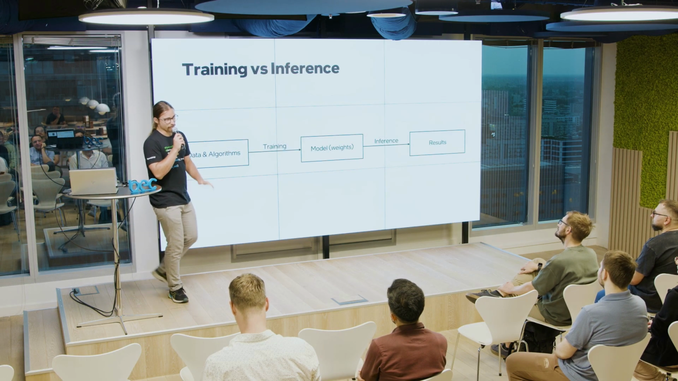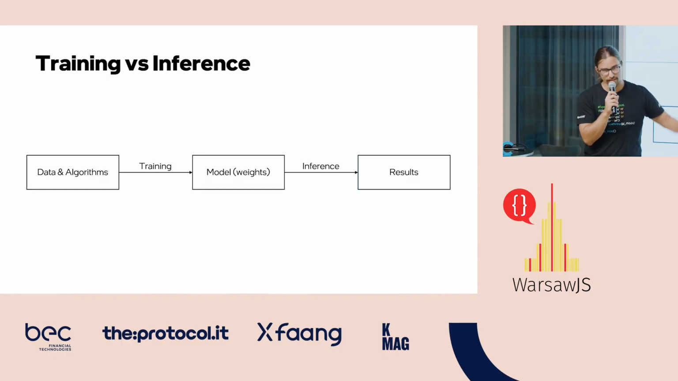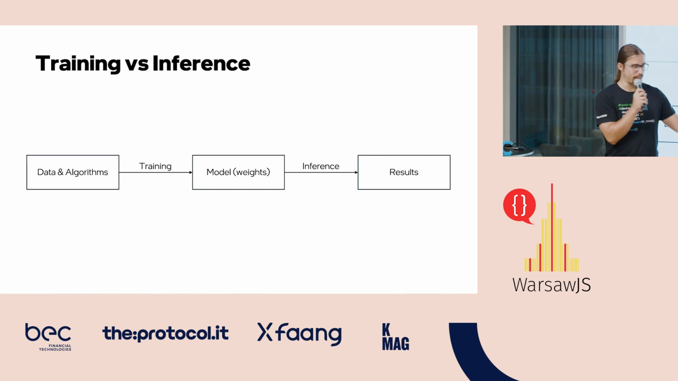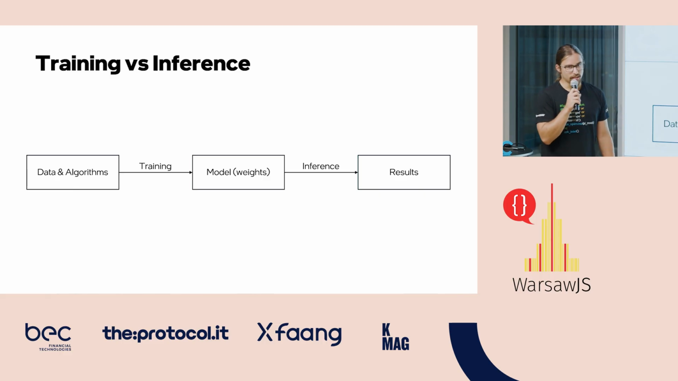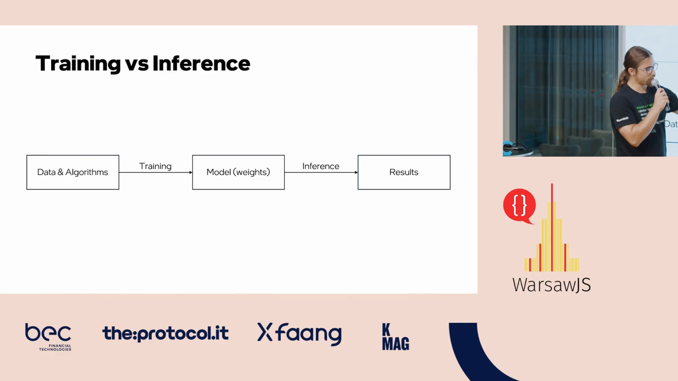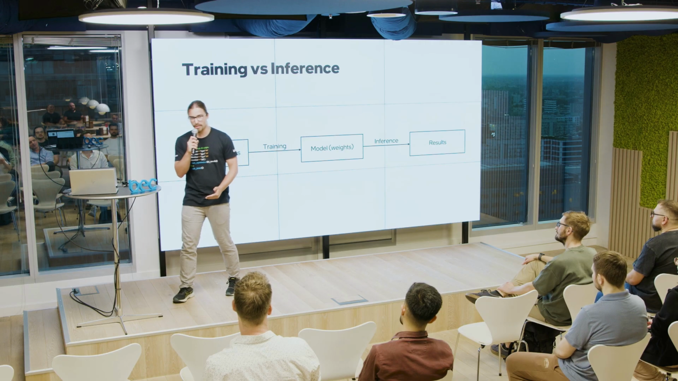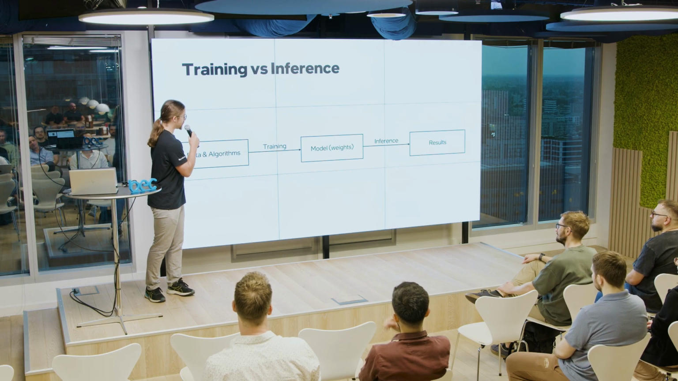Okay, so first of all, I bet many of you know the difference between training and inference. First, when we have data and algorithms, we do training to create a model. A model, in the case of neural networks, is usually weights. And later, when we have the trained model, we can conduct inference to get results from our input, from our prompt, from our input image, or whatever is the model's purpose.